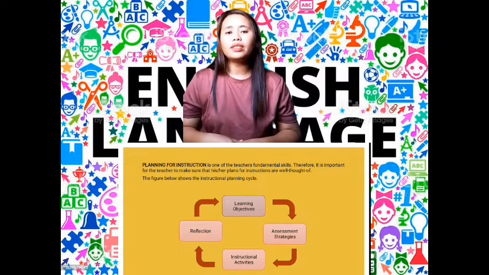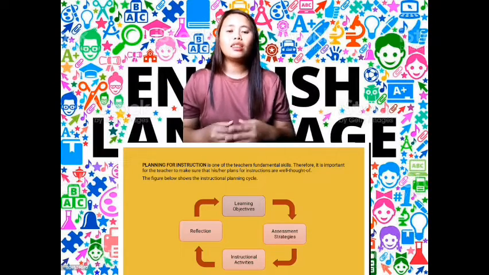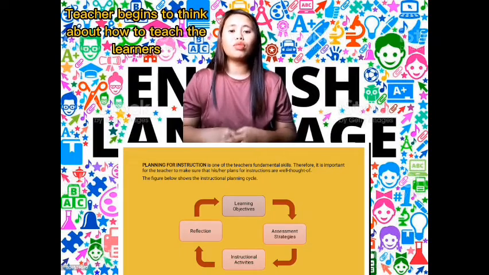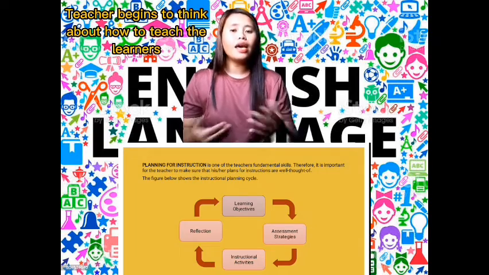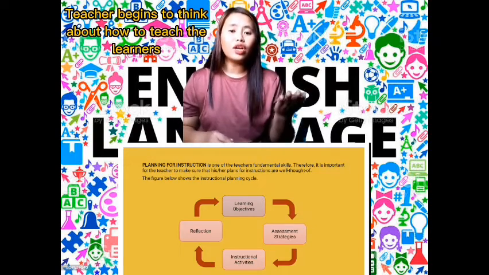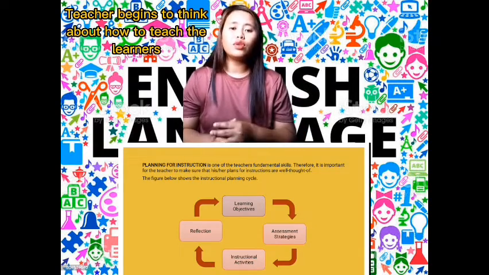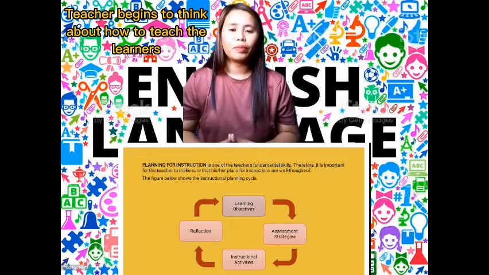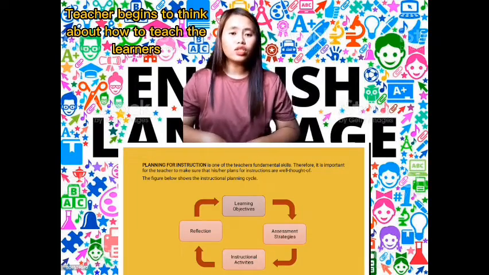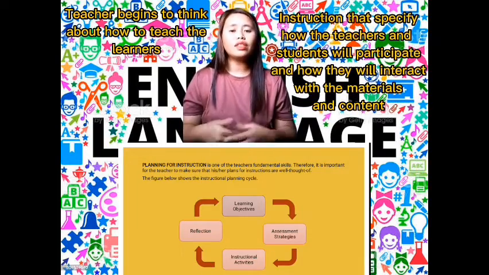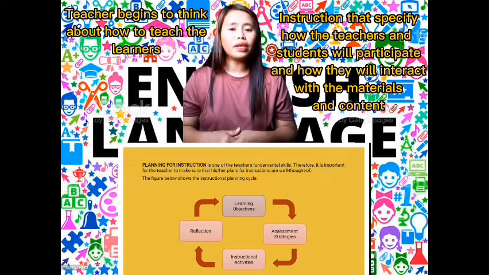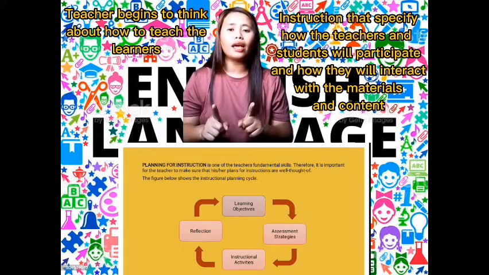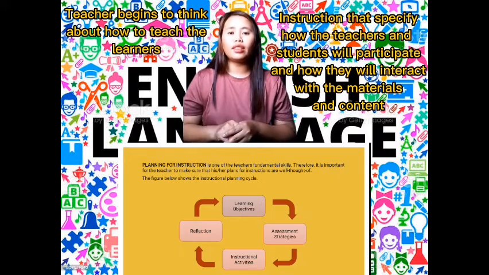The next step is instructional activities. In this phase, the teacher begins to think about how to teach the learners. The teacher will now plan the teaching strategies and learning activities that will be used in the classroom. Meaning to say, it is the instruction that specifies how the teachers and students will participate and how they will interact with the materials and content.